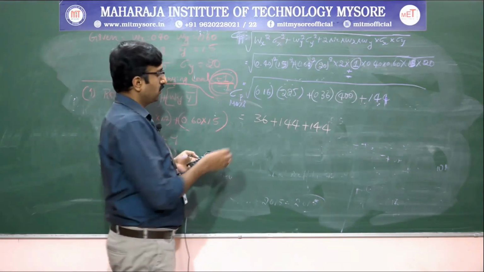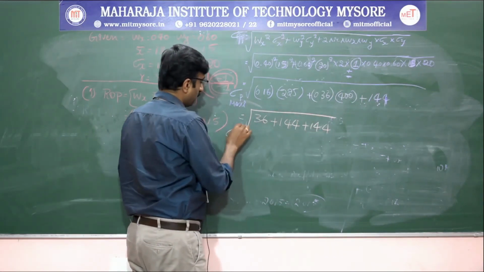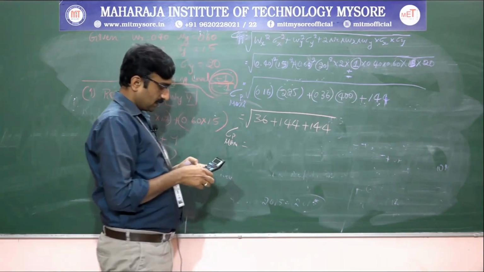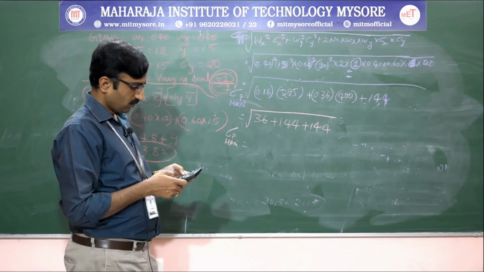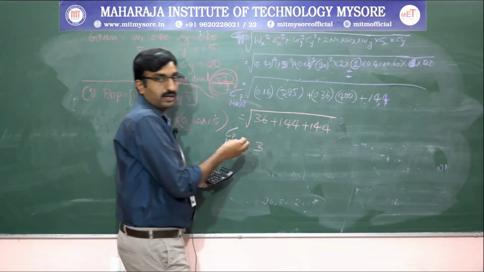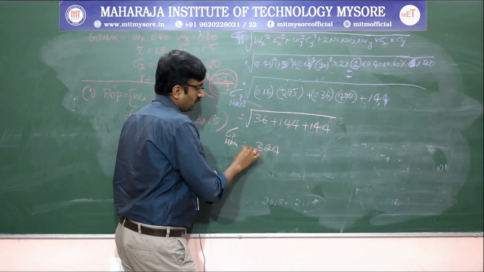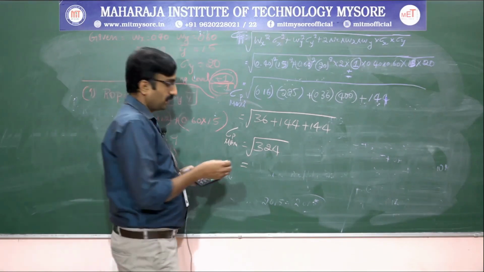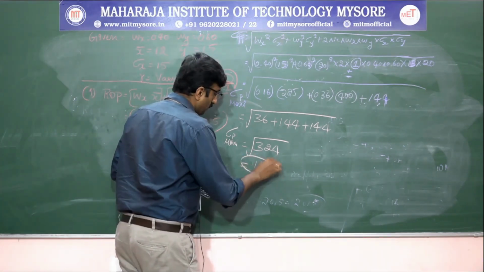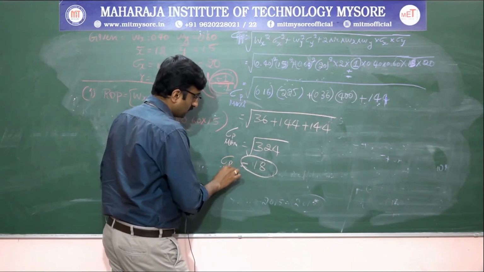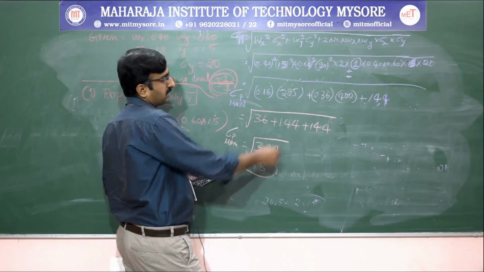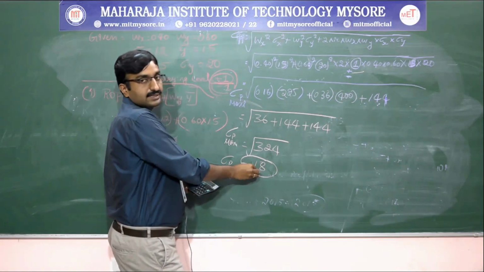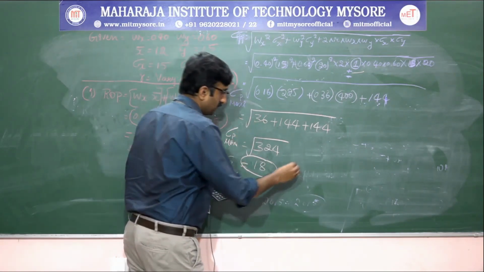So, root value of this one, standard deviation P maxi, how much will you get? 36 plus 144 plus 144, that is 324. Root of this you calculate, you will get 18. So if it is maxima, that is plus 1 if you take, it will be 18 standard deviation P.